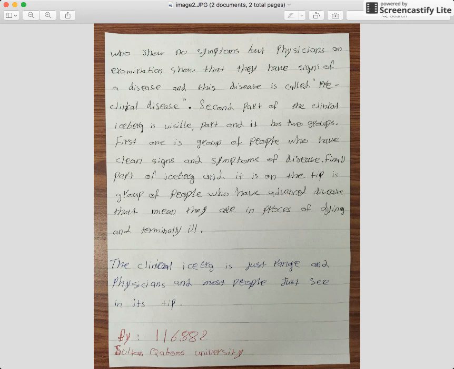Second part of the clinical iceberg is the visible part. It has two groups. The first one is group of people who have clear signs and symptoms of disease. And maybe you might want to say are in a morbid state. The final part of the iceberg is on the tip, and is a group of people who have advanced disease, and that means that they are in the process of dying and terminally ill. The clinical iceberg is just a range and physicians and most people just see the tip of it. Okay, good. So I think you're explaining generally the iceberg.